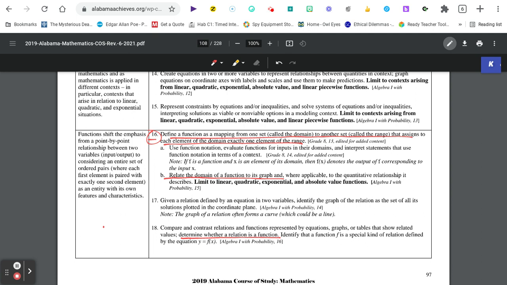But today, we're going to define a function as a mapping from one set, called a domain, to another set called the range, that assigns to each element of the domain exactly one element of the range. I know you don't know what that means, but we'll break that down today when I get to the notes. We're going to relate the domain of a function to its graph. We're also going to determine whether a relation is a function. So those are the three things we're going to look at today, okay?